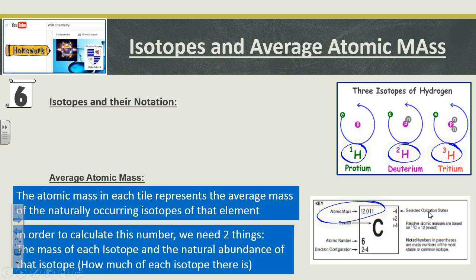Okay? In order to calculate this number, I need 2 things. I need the mass of each isotope, and I need to know how much of that isotope is around, relatively. So if I think of all the carbon atoms as 100%, well, 90% of them might be carbon 12, and only 10% of them carbon 14. That's why I don't just say the average is carbon 13. You see what I'm saying? We're going to have to get into that math.